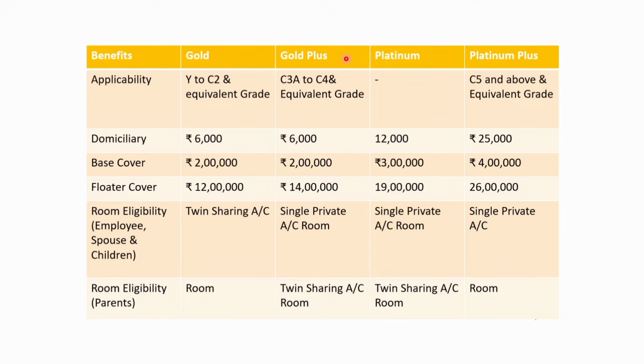For gold and gold plus, for parents, the gold plan would include a room, and the gold plus plan would include a twin sharing AC room. Now for platinum and platinum plus, that is C5 and above and equivalent grade, domiciliary will be 12,000 and 25,000 respectively. The base cover is extended to 3 lakh rupees and 4 lakh rupees, and the floater cover is again more, 19 lakh rupees and 26 lakh rupees. Single private AC room for both, and for room eligibility it will be twin sharing AC room.